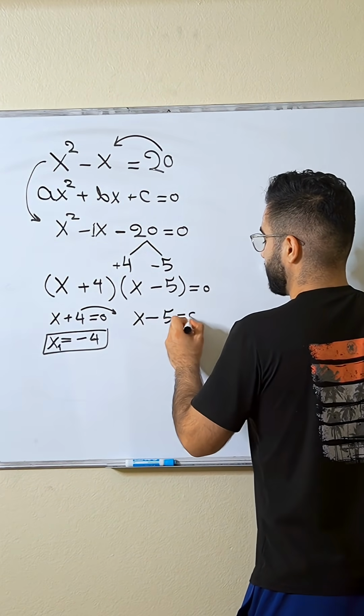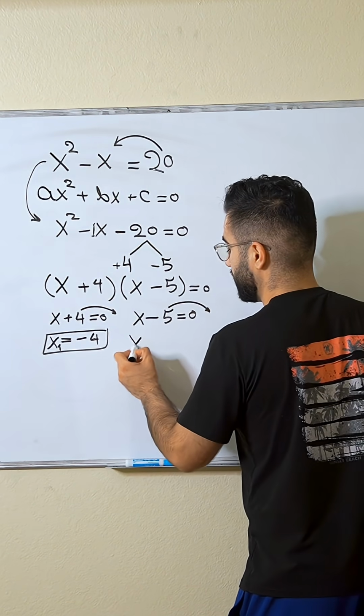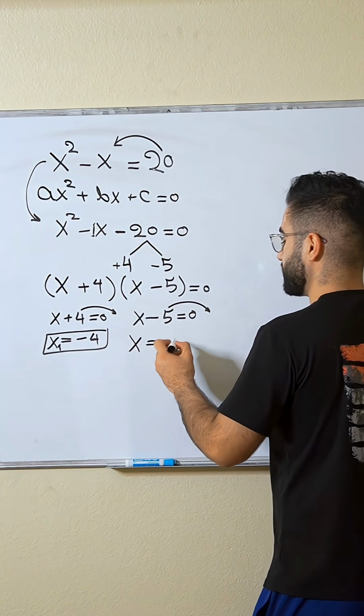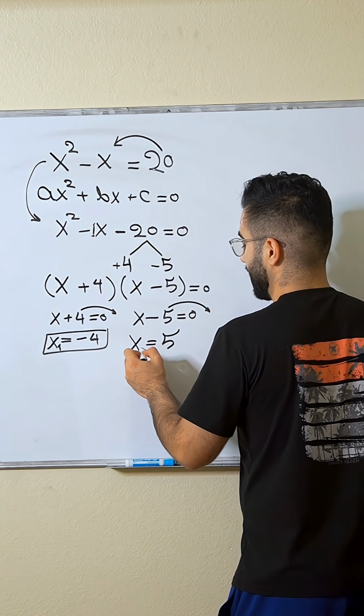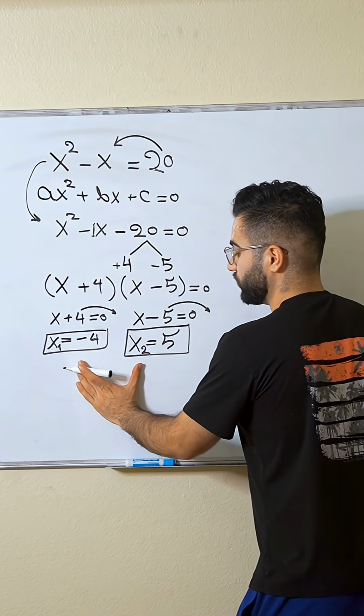x minus 5 equals 0. So I'm going to move minus 5 to the other side. It turns to positive 5. So my x2 is positive 5. So here are my two values for x.